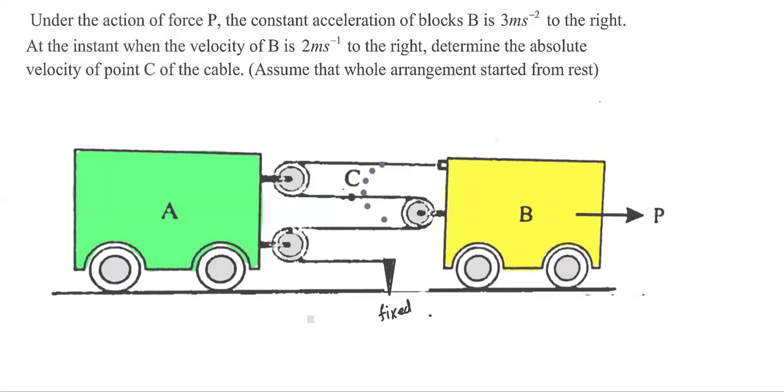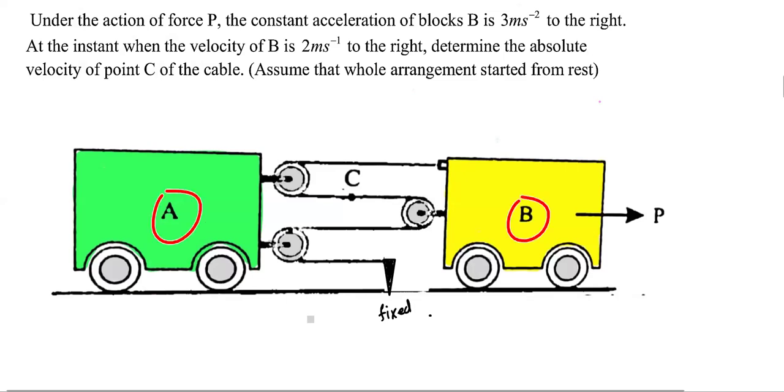Problems related to constraint equations. I have the two blocks, A and B. Then there's one fixed point. I'll pull the block B by a force P here. So it's telling us the acceleration of block B is 3 meters per second squared towards the right, at the instant when the velocity of block B is 2 meters per second.